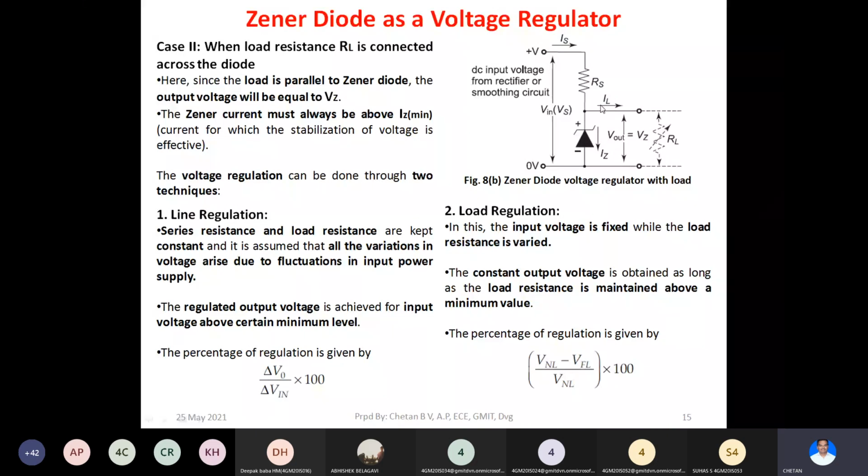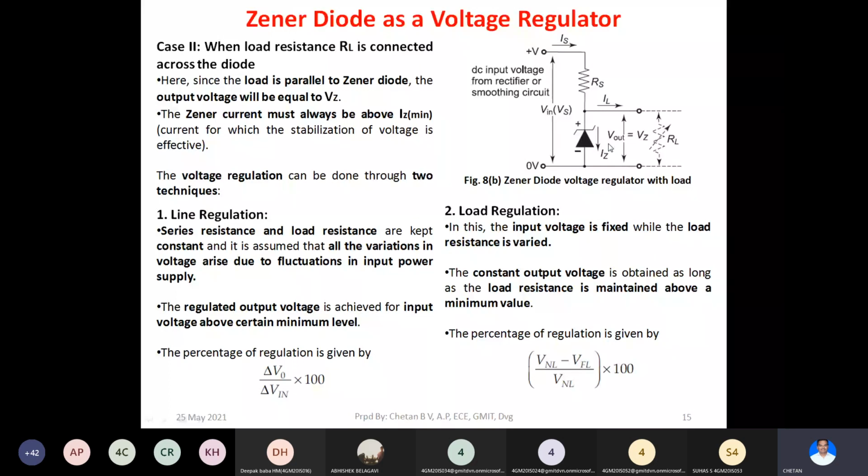Therefore, this Iz will be slightly increased to maintain the total sum equal to the previous value. Is is equal to IL plus Iz. If RL is increasing, RL will oppose the flow of IL. Therefore, IL will come down. As Is is the sum of IL and Iz, and Is is constant because Vin is constant, this cannot be reduced. Therefore, to maintain the sum, Iz will in turn increase. Right? This is one point.